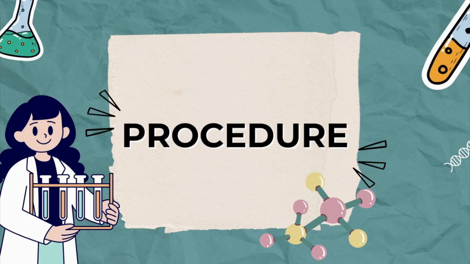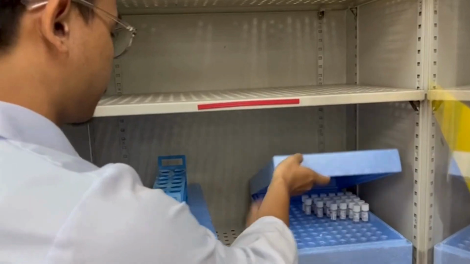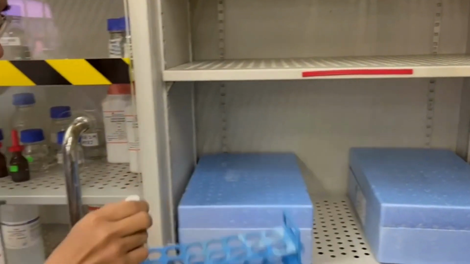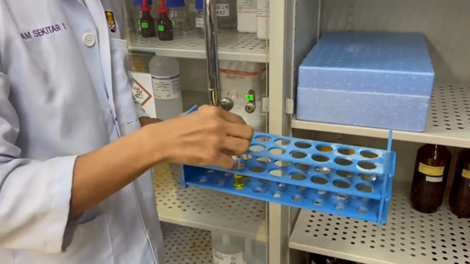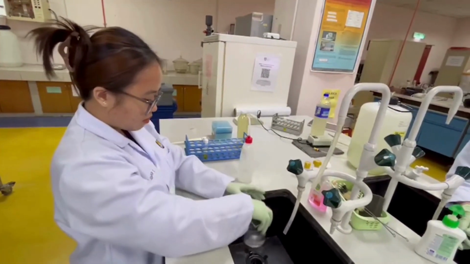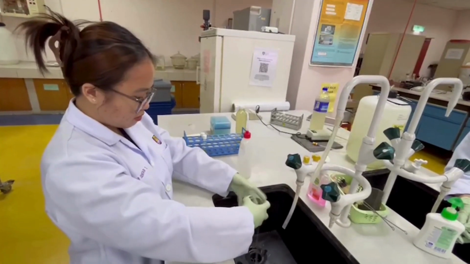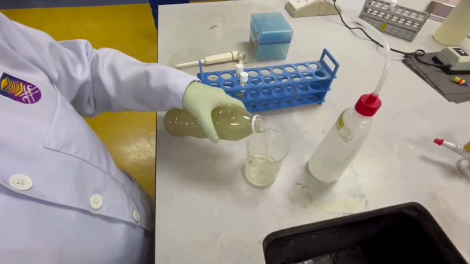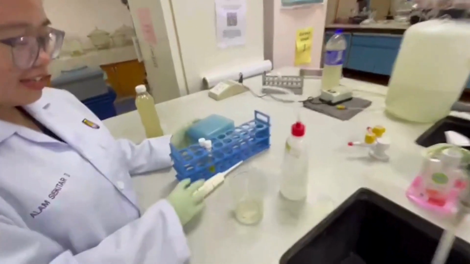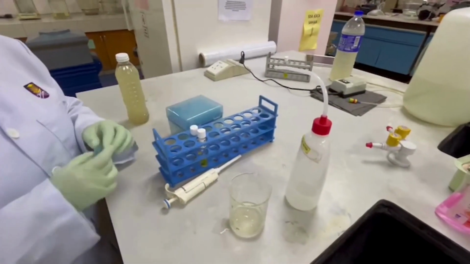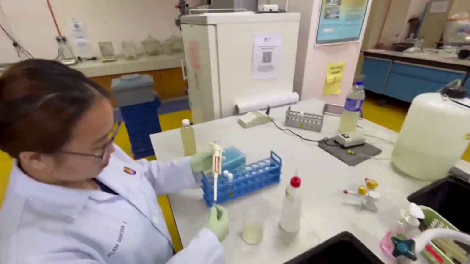Next is the procedure. Prepare 2 low-range COD digestion reagent vials and place them onto the test tube rack. Before pouring 30 ml of the sample water into the beaker, the 250 ml beaker was rinsed using distilled water. The water sample is poured into the beaker. And then the pipette tip is attached to the pipette.